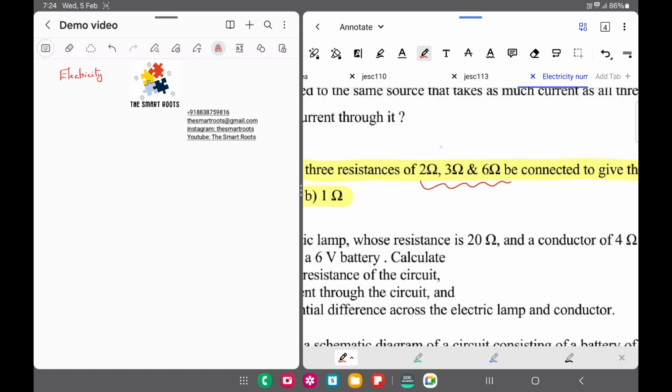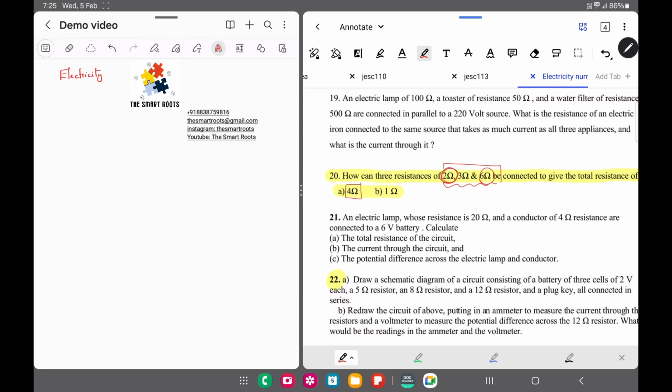So imagine if I connect all these in series, then the total resistance would be greater than all of these individual values. Am I right? So the total resistance in a series combination will be greater than even 6, because 6 is the largest number here. In case I connect all of them in parallel, the total resistance would be lesser than the least individual resistor, so less than 2. Am I right?